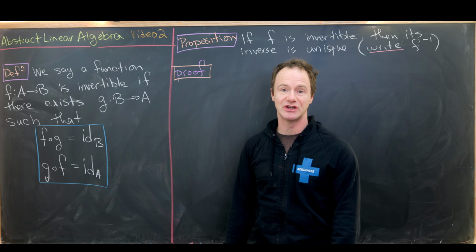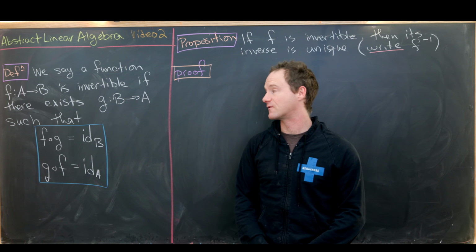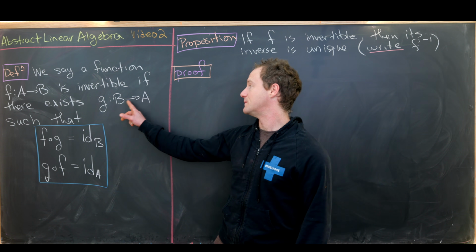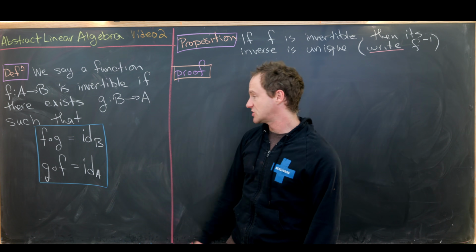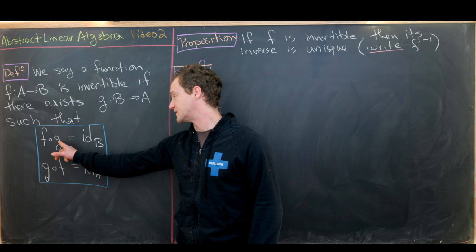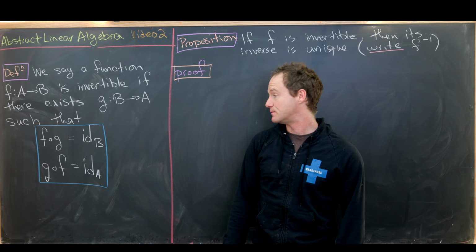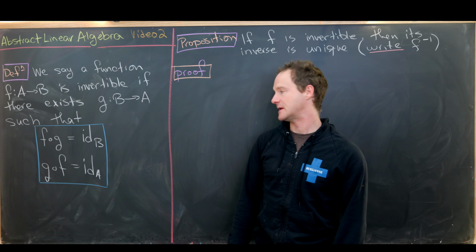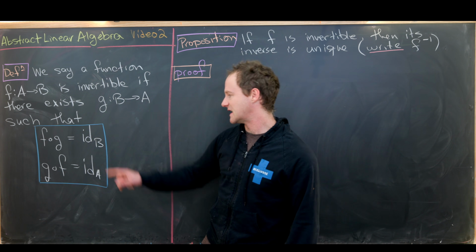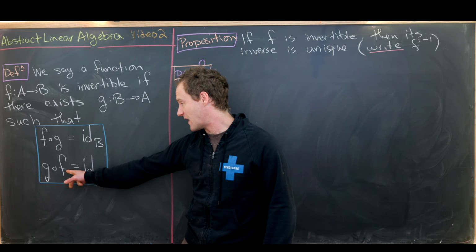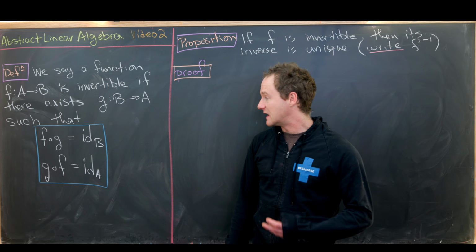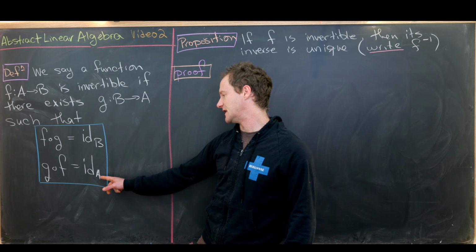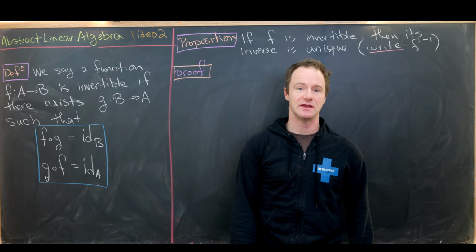So we say that a function f from A to B is invertible if there exists another function g from B to A such that if you compose f composed with g, you get the identity on B. Whereas if you do g composed with f, you get the identity on A. You might say, well, why do we have different sets here? Well, that's because the input of f is A, and then its output is B, which goes into g, whose output is A. So that means we need an A here, and likewise we need a B here.